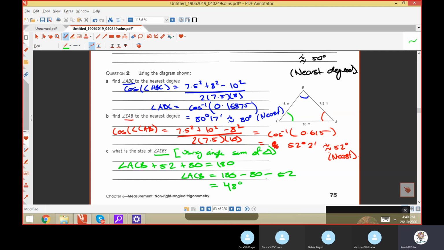So in this case, for the cosine rule, A and B will be the two sides next to the angle. Doesn't matter which one is which. This will be A, this will be B, as long as C is the one that's opposite to the angle.